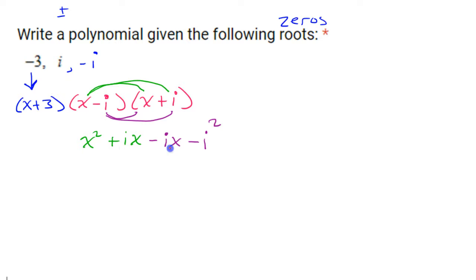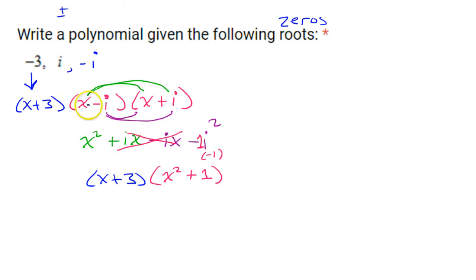Now the positive ix and the negative ix cancel each other out. i squared is negative 1. Okay, so it's sort of like I have negative 1 times negative 1. I hate it when it does that. Negative 1 times negative 1 is positive 1. Alright, so bringing down the x squared, I have x squared plus 1. Alright, and don't forget about the x plus 3 that we had from the beginning. I'm going to bring that down now.